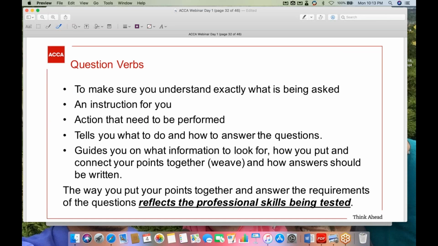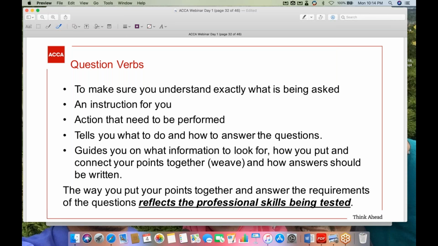What are question verbs? Next part is the question verbs. What do you think of question verbs? It's to make sure you understand exactly what is being asked. It's an instruction for you. The action that you need to perform, tells you what to do and how to do it, all right? So basically it's answering the question.